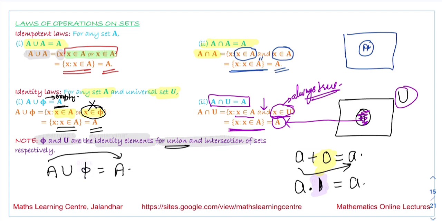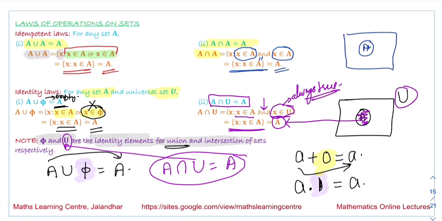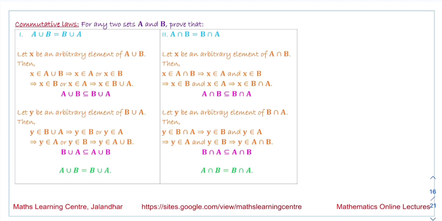Similarly, in case of sets, the identity for union is phi, and the identity for intersection is the universal set. If we take the intersection of any set with the universal set, the answer we obtain is equal to the set itself. Next we have the commutative laws. Commutative means, when we are talking about numbers for addition, A plus B is equal to B plus A.